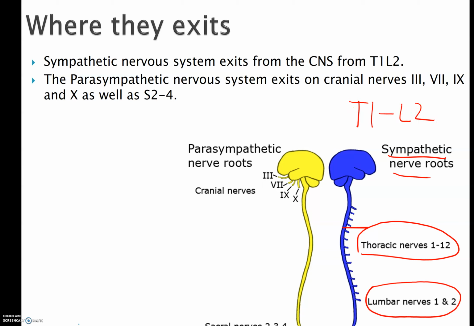So the parasympathetic nervous system exits from the brainstem. Remember I said I have a horrible picture of the brainstem there. And technically this is not the brainstem, that's going to be the mesencephalon. The parasympathetic nervous system exits cranial nerves 3, 7, 9, and 10, as well as S2 to S4. So it doesn't have as many exits as the sympathetic nervous system does.